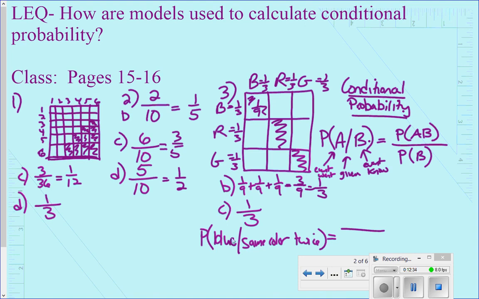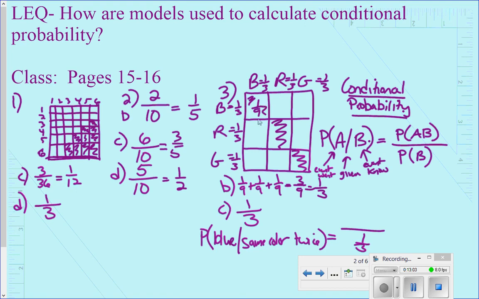Well, we had said in the step above in part B that the probability of the same color twice was 1/3, because we took the 1/9, and added it to the 1/9 and the 1/9. So the given is the probability of the same color twice, which is 1/3. The numerator is going to be, again using this formula, the intersection of both events. So my events are blue and same color twice, meaning I want to go to same color twice and I want to go to that color being blue. So that's the blue section.